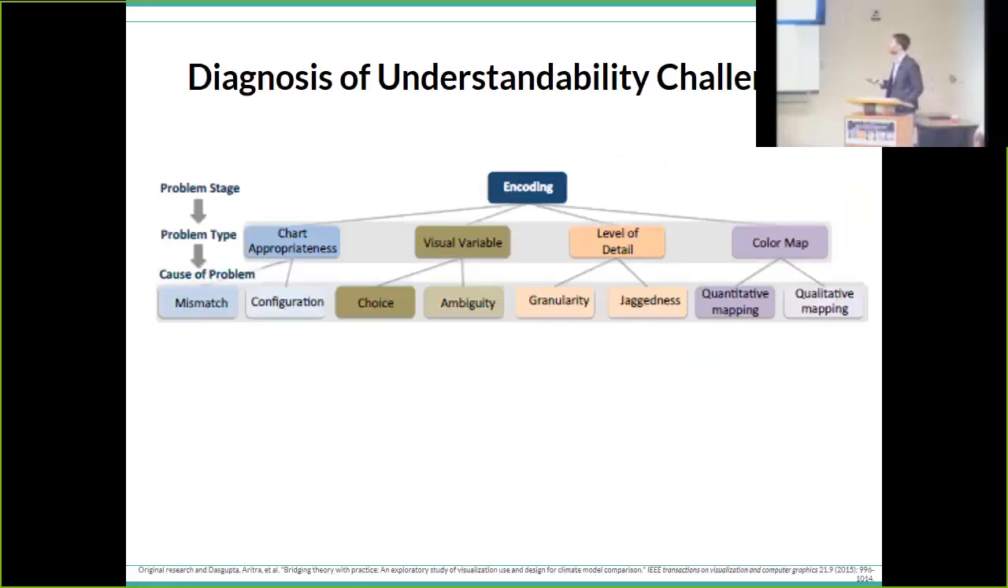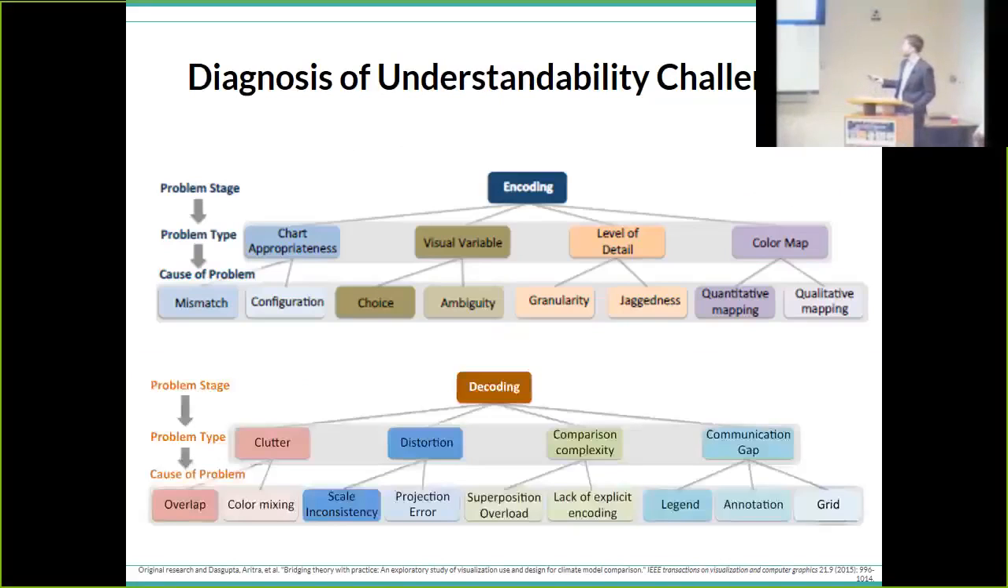What it does is it breaks down problem stages that could occur when one's interpreting an image. So this, it says encoding here, these are problems that occur as a designer. So you're picking something that's just not appropriate. These break down into different problem types. So these are things like you're choosing a visual variable that's just wrong or it's ambiguous. Or let's say for the map you're producing, it's overly granular, just as an example.